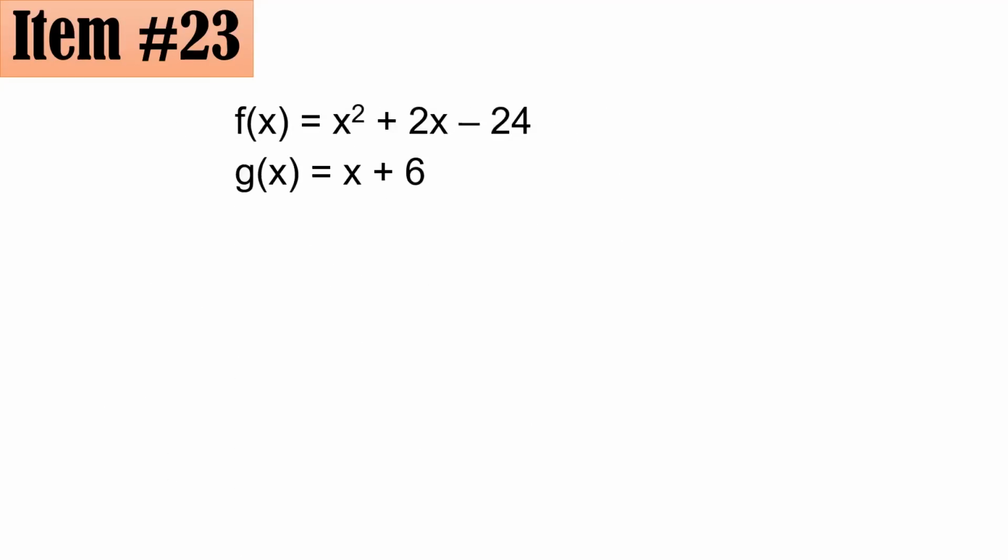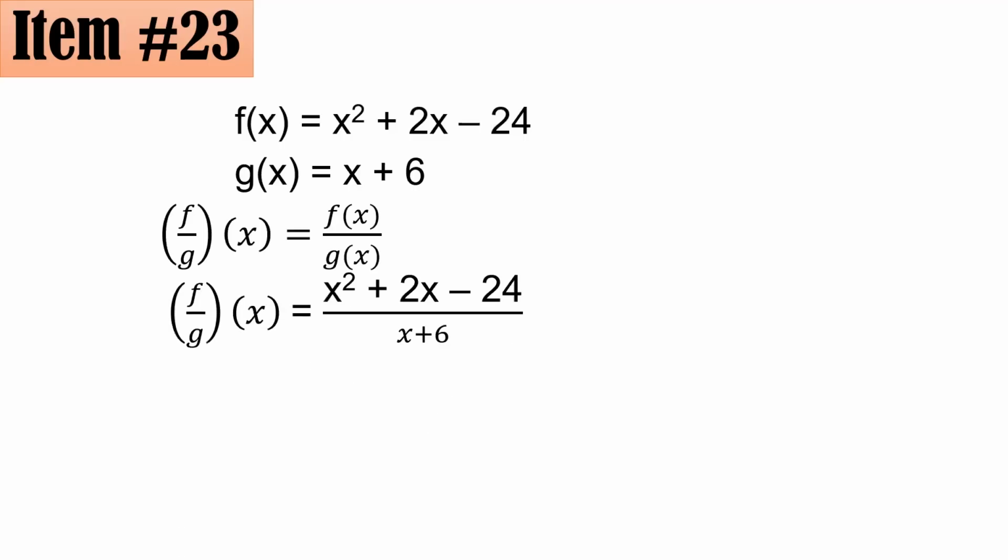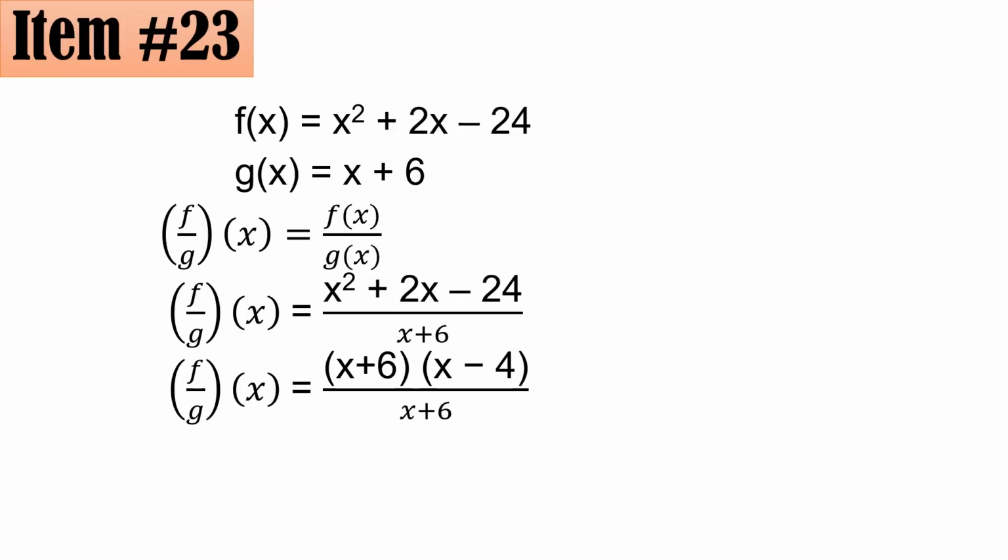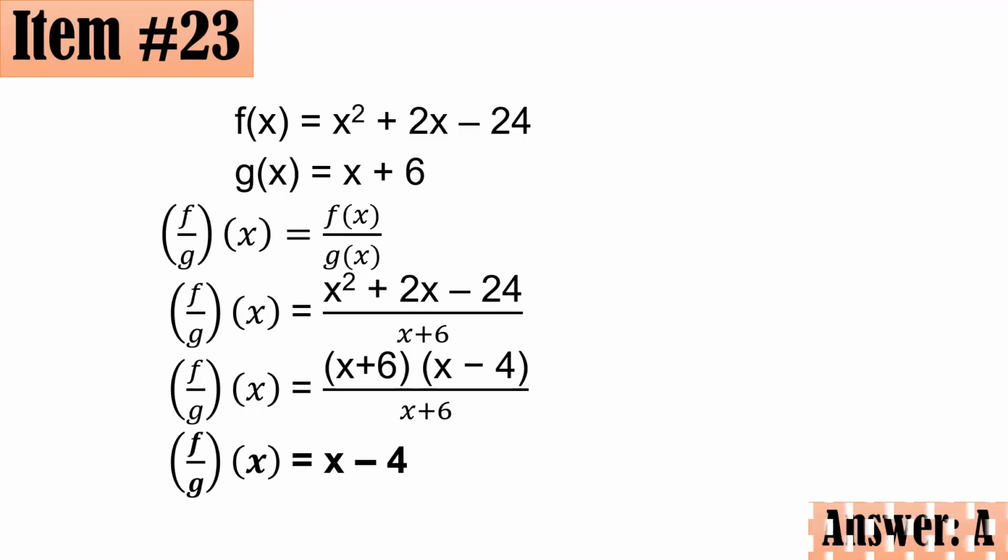And if you do this, you could see that x squared plus 2x minus 24 could be factored as x plus 6 times x minus 4. And your denominator, we just copy the x plus 6. So x plus 6 is a common factor, and thus we can divide them both. And what will be left is x minus 4, letter A. Good job, everyone. Letter A.